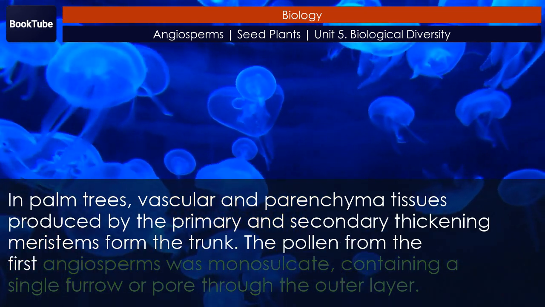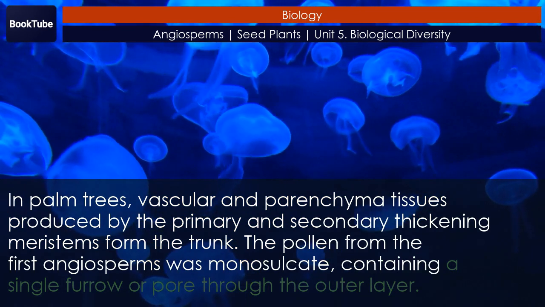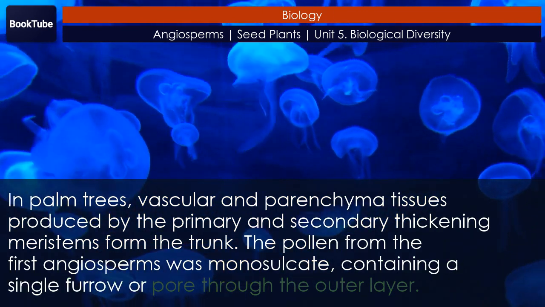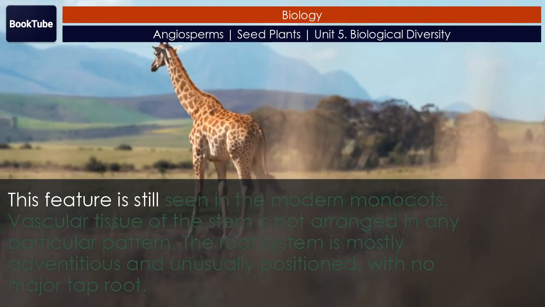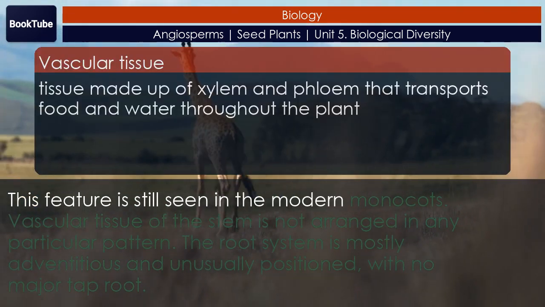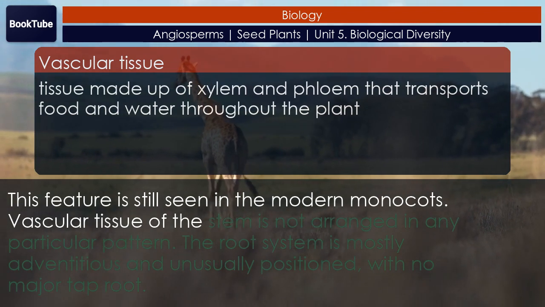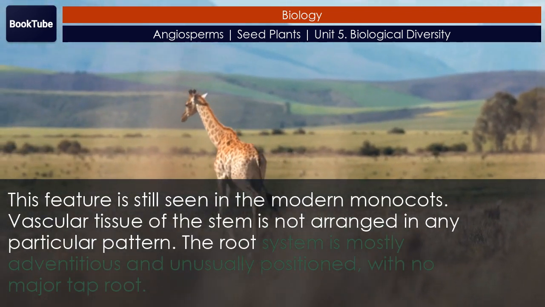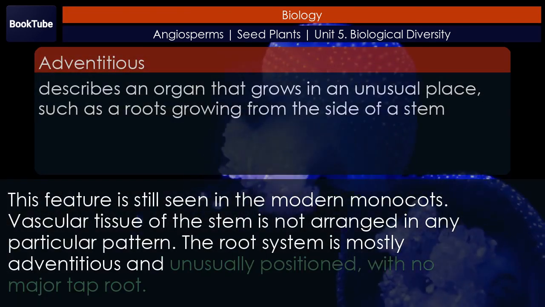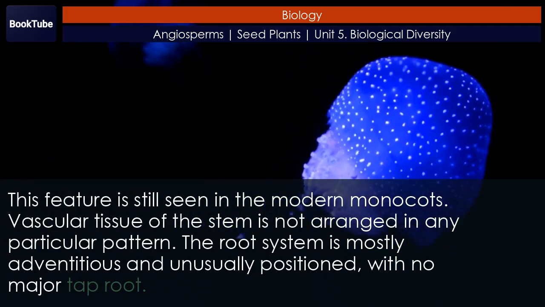The pollen from the first angiosperms was monosulcate, containing a single furrow or pore through the outer layer. This feature is still seen in the modern monocots. Vascular tissue of the stem is not arranged in any particular pattern. The root system is mostly adventitious and unusually positioned, with no major taproot.